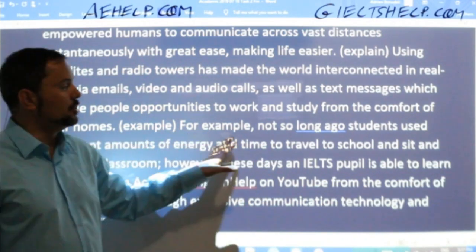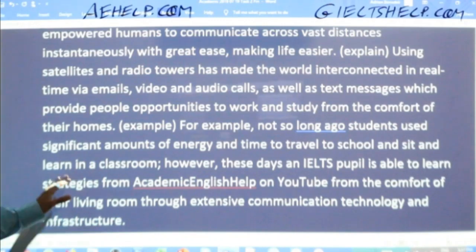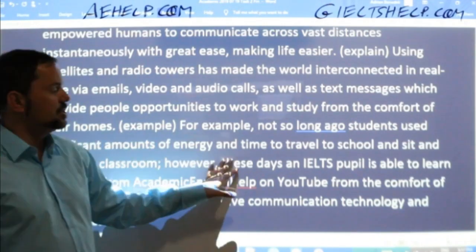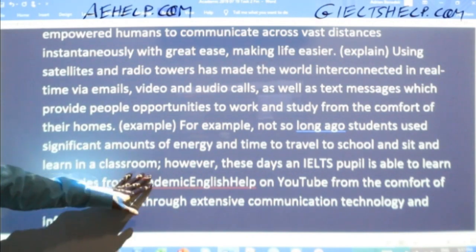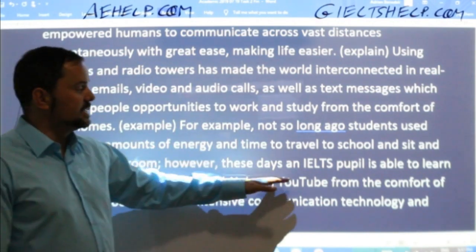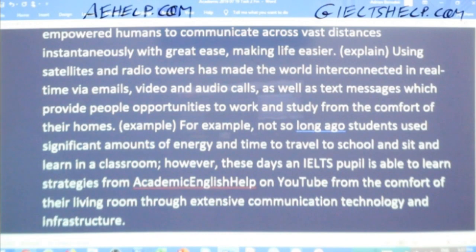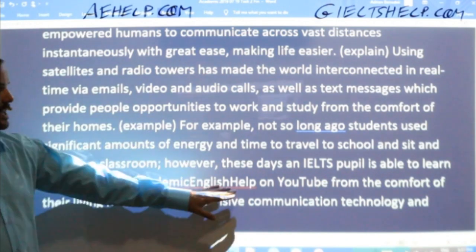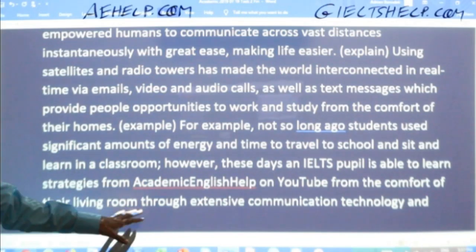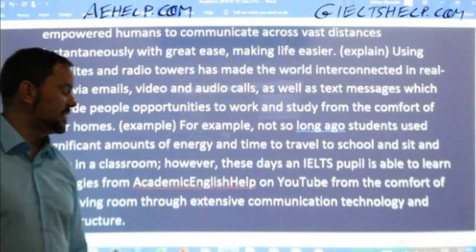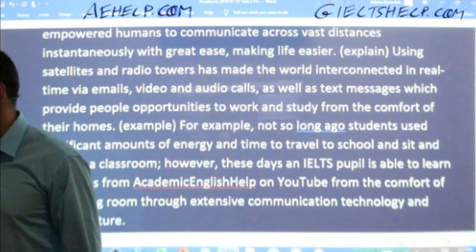For example, not so long ago, students used significant amounts of energy and time to travel to school and sit and learn in a classroom. However, these days, an IELTS pupil is able to learn strategies from academic English help on YouTube from the comfort of their living room through extensive communication technology infrastructure.